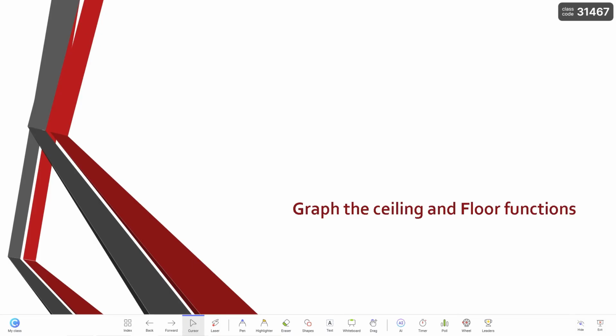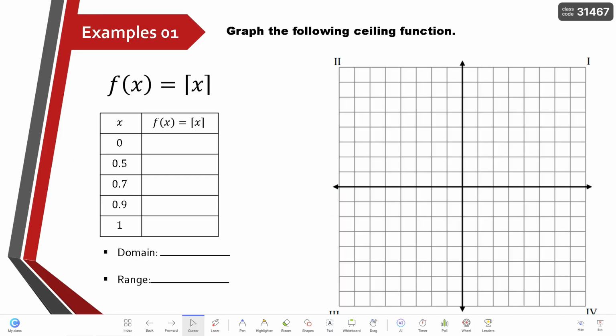And in this lesson, we are going to discover together the graph of the ceiling and the floor functions. So we have learned before that ceiling and the floor functions are step functions, and we have learned how to evaluate them. So in this part, we're going to learn how to graph them. So let's get started by graphing the ceiling function.